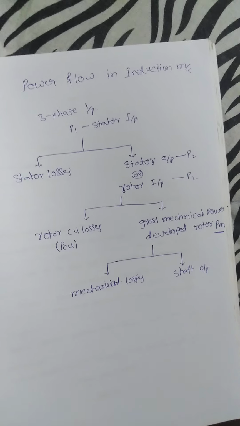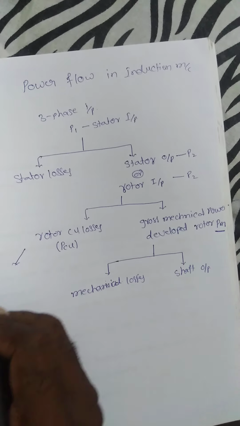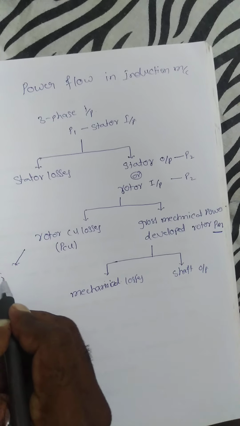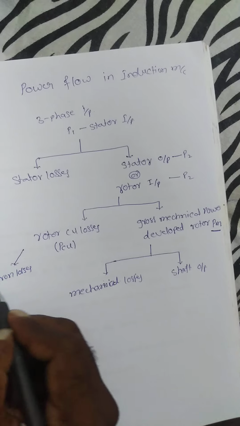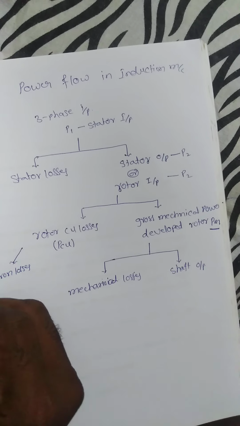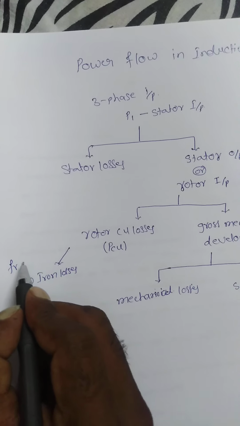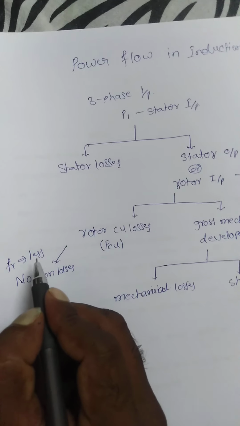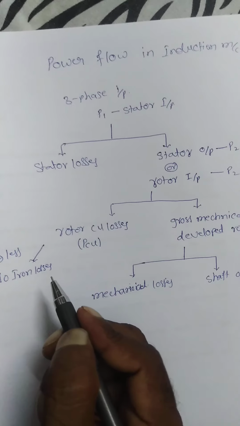In the rotor there are no iron losses, because in the rotor the frequency is very low. Because the frequency is very low, there are no iron losses in the rotor.